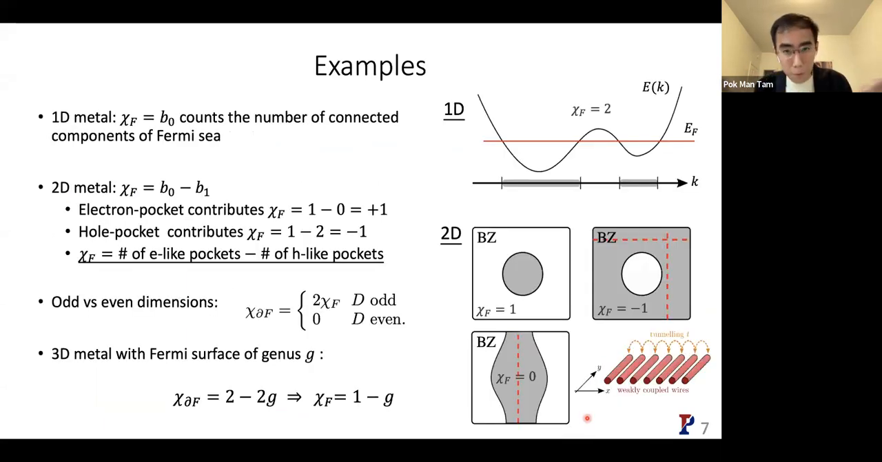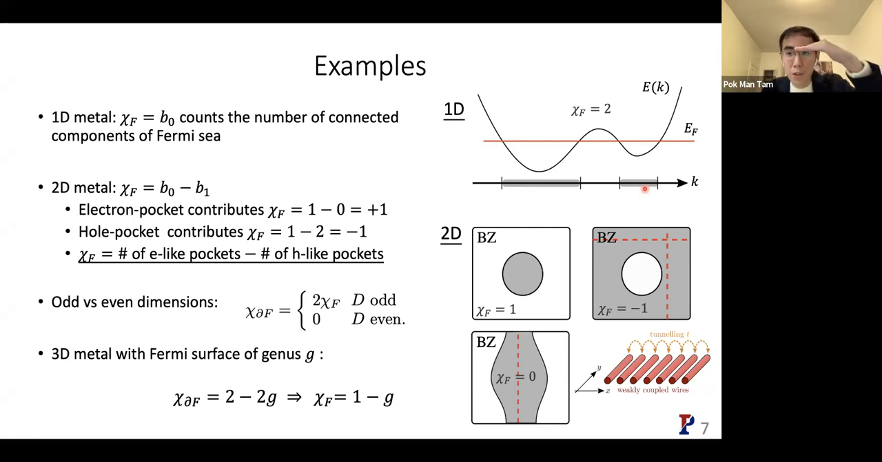So if you have a one-dimensional metal, just as the one that I illustrated in this figure and this plot, you have a dispersion E as a function of k. If I put my chemical potential here, then your Fermi sea will be composed of two disjoint intervals in momentum space. In this case, B0, the zeroth Betti number that counts the number of connected components, would be 2, because you have two components of Fermi sea. And that's it, because B1, B2, B3, all higher order Betti numbers, are all 0. So the Euler characteristic for 1D would be just counting the zeroth Betti number. So in this case, it would be 2.